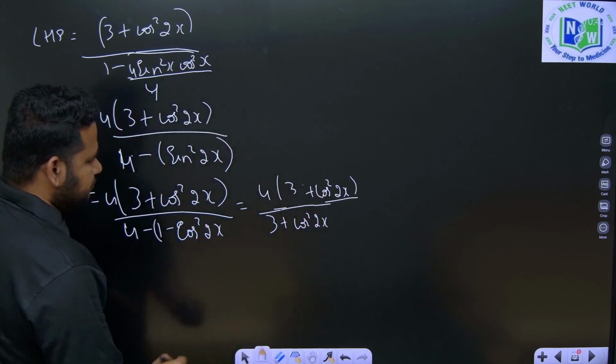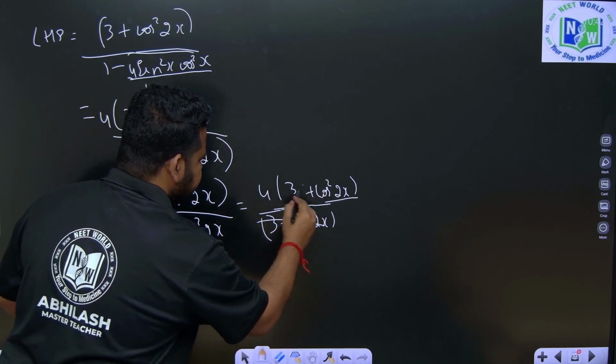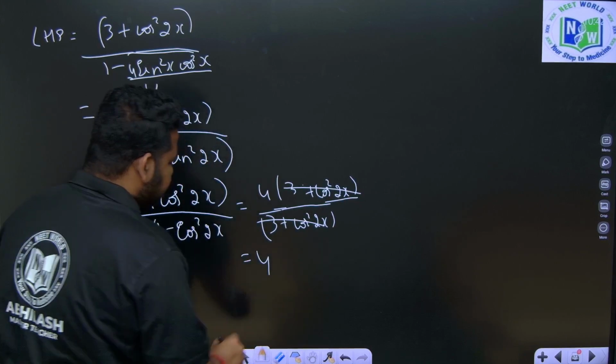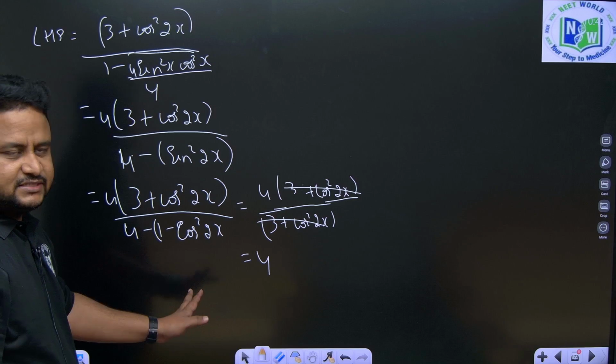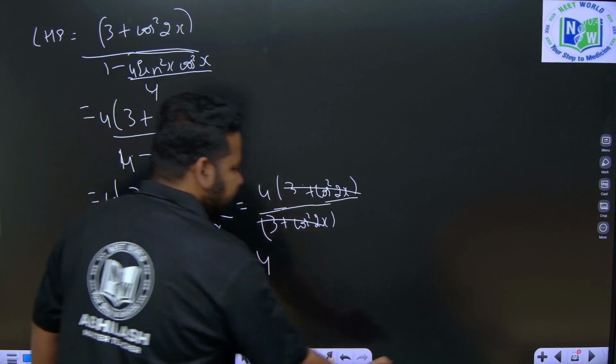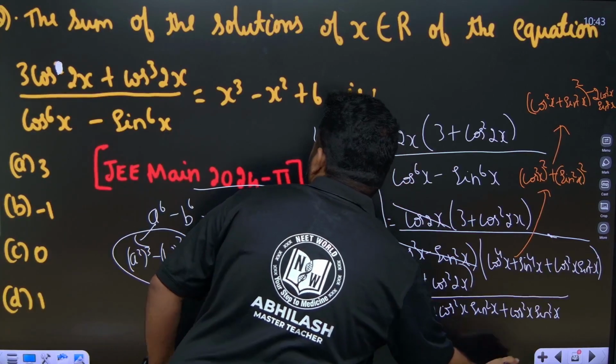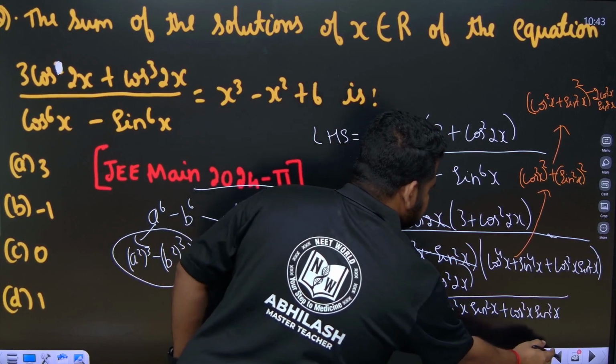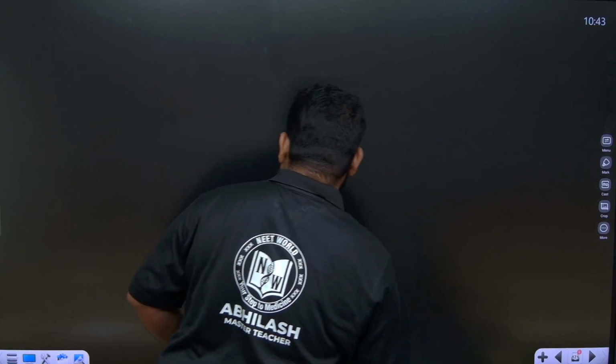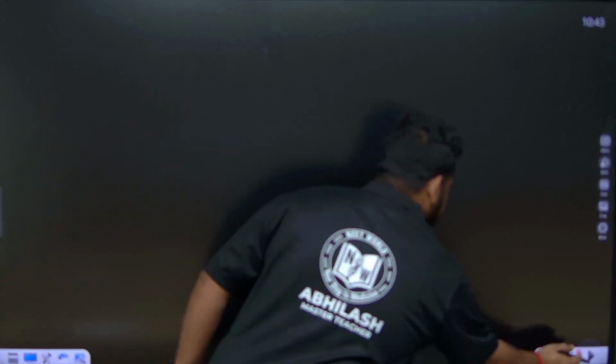Okay, this is what we have. So this and this are the same, you can cancel. The value of LHS we got as 4. RHS, what do we have, friends? RHS we have x cube minus x square plus 6. Now we will take RHS and LHS.